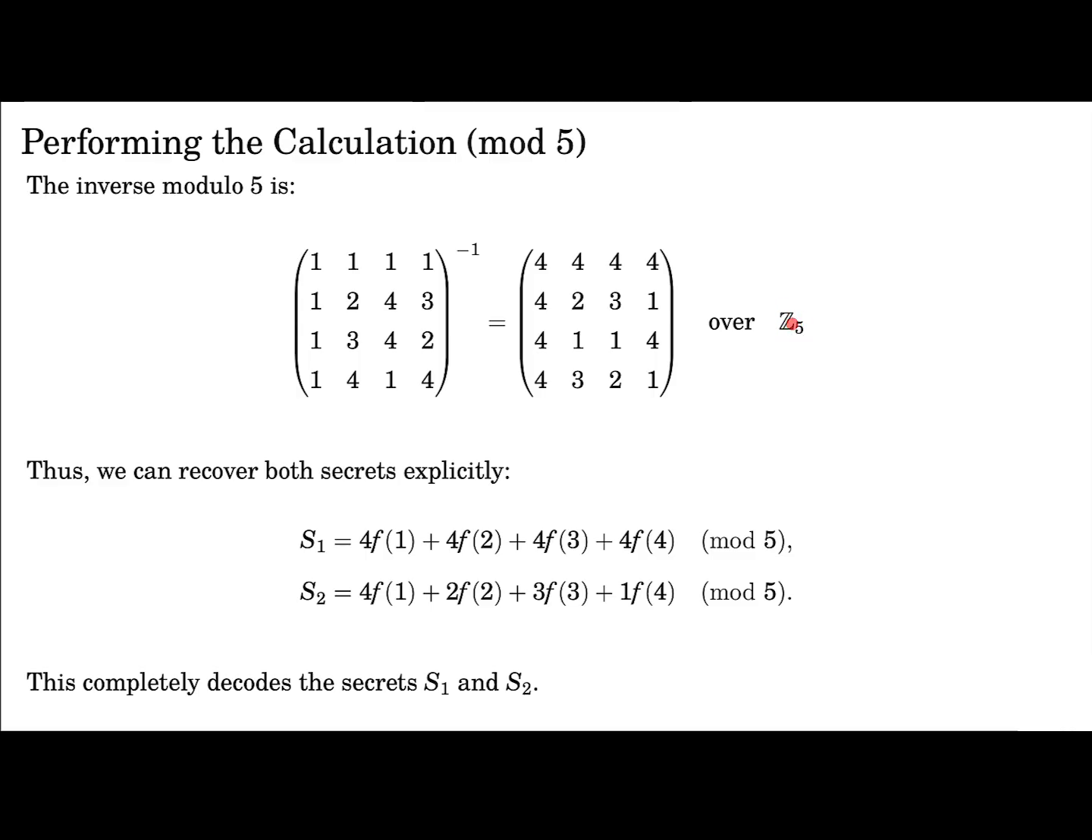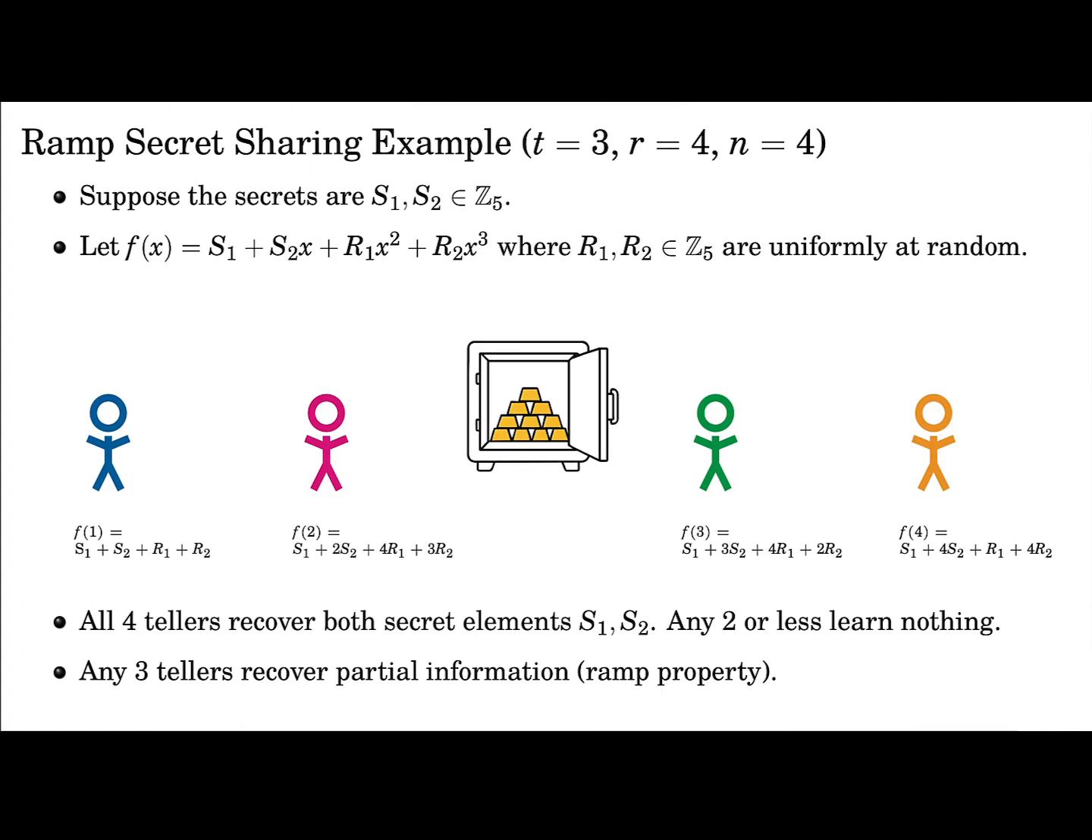And so if you compute the inverse of this matrix, it'll be this. And so this will give you the equation. So notice the first row gives you the equation on how to retrieve the first secret. So it's 4f1, 4f2, 4f3, 4f4. And the second row gives you the equations for recovering the second secret. 4f1, 2f2, 3f3, 1f2. And so with this, you're able to get all the secrets. So this is an example of a ramp scheme with parameters 3, 4, and 4.